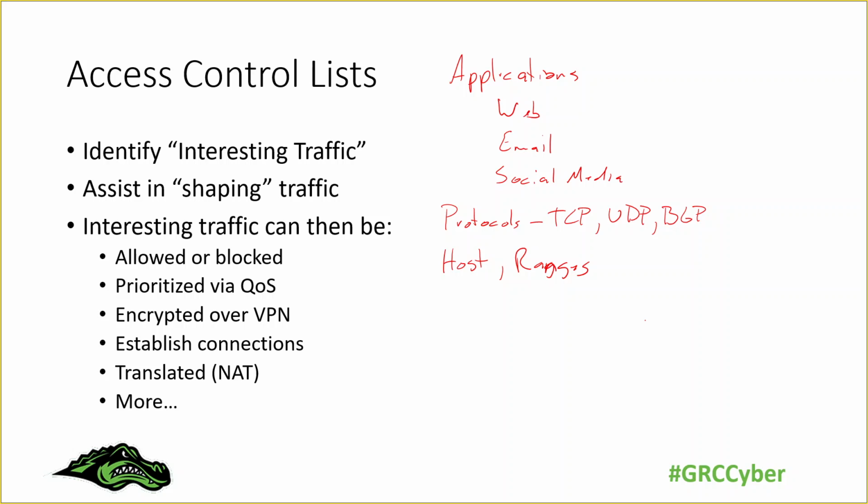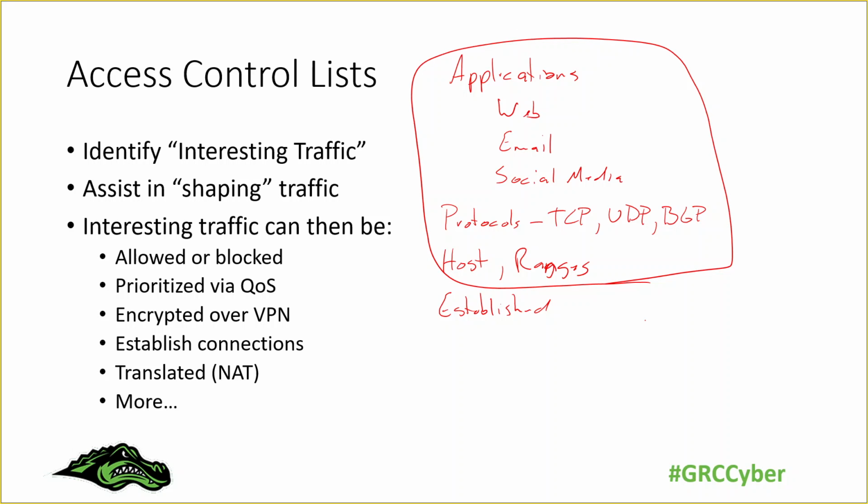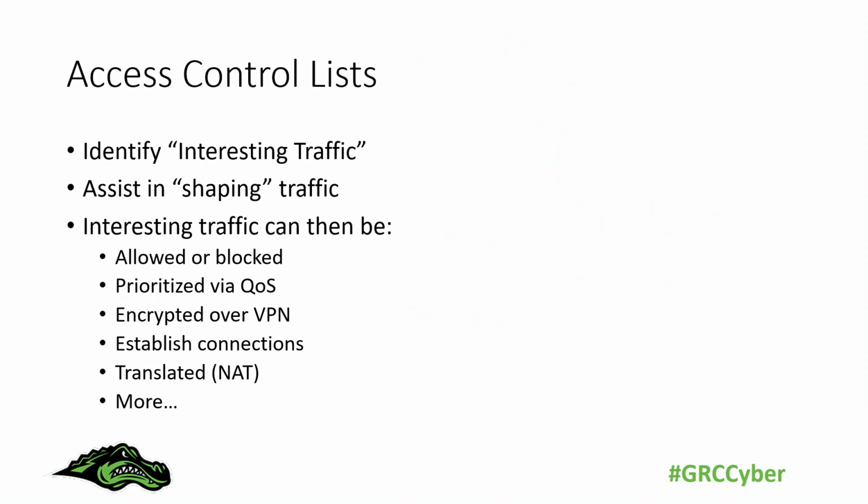I can also even identify, say, established connections. All of this up here, maybe that takes a little bit of processing power, a little bit of time for all the traffic to go through my firewall or my router or wherever my access control lists are hosted. And therefore, I then want to help identify if traffic is already established, then ignore all of those up above and just go ahead and follow through with the traffic because we've already established that that was good at that point. All of that would be considered our interesting traffic.